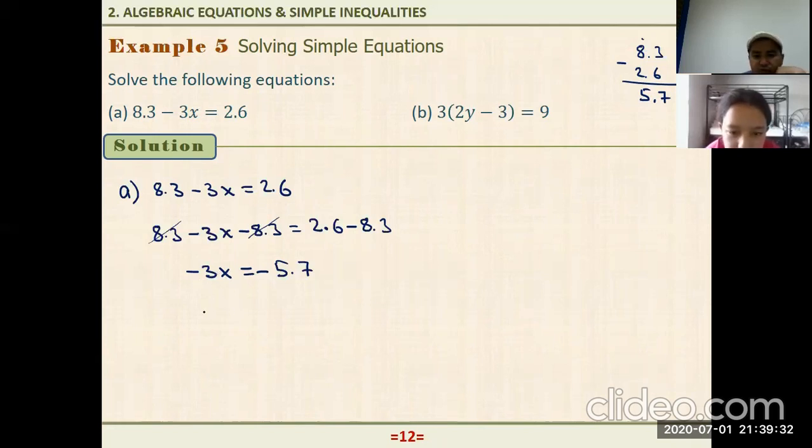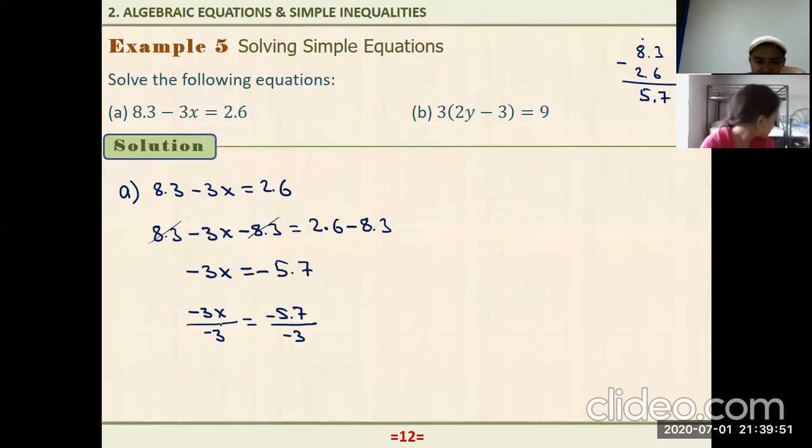To eliminate this minus 3, since it is multiplied, the opposite operation of multiplication is division. So minus 3x over minus 3 equals minus 5.7 over minus 3. Already we learned in chapter 1 that common factors cancel each other, right? Therefore, x equals minus minus, it is plus. If you divide negative by negative, it is plus.